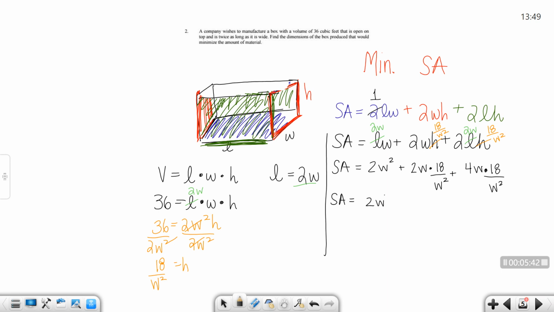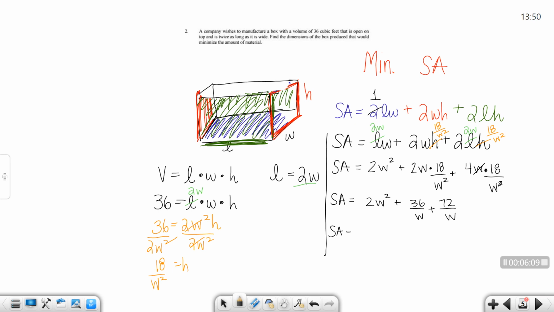So we have 2W squared, 36 over W, this would be 18 times 4, 72 over W. And you'll say, now where'd you get that? Well, remember you have one W in the top and 2 in the bottom, so that's where I'm left with 1 on the bottom, and 4 times 18 gives me 72.